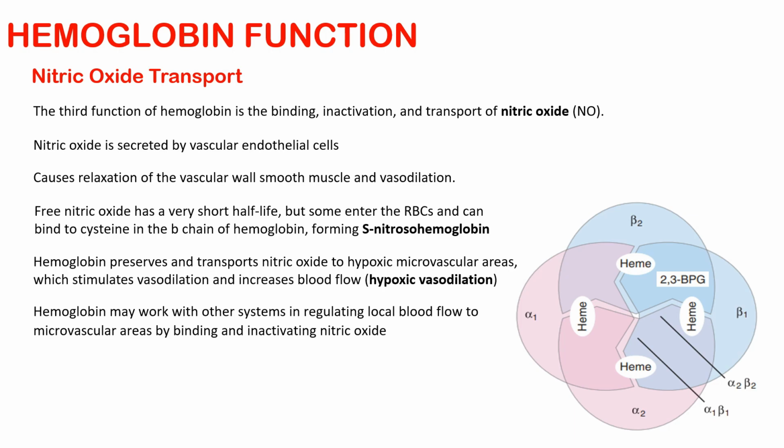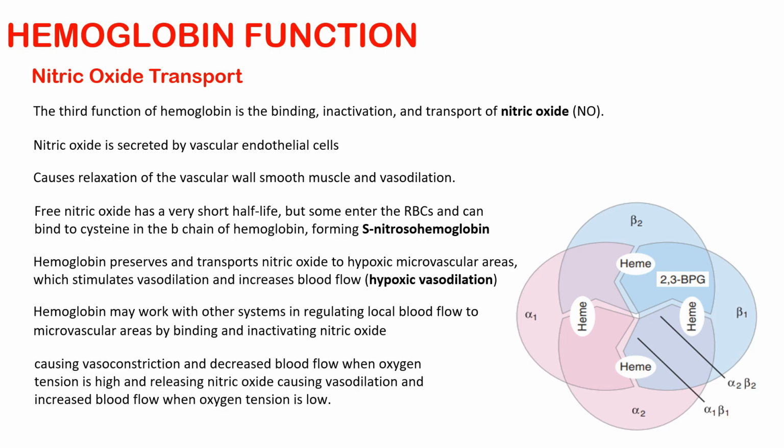Hemoglobin may work with other systems in regulating local blood flow to microvascular areas by binding and inactivating nitric oxide, causing vasoconstriction and decreased blood flow when oxygen tension is high, and releasing nitric oxide, causing vasodilation and increased blood flow when oxygen tension is low.